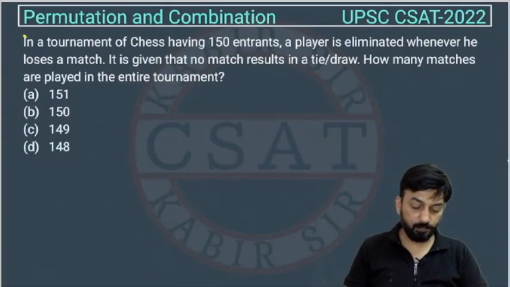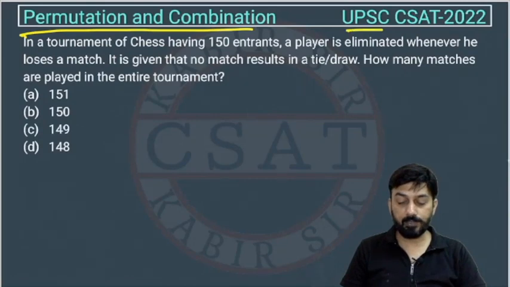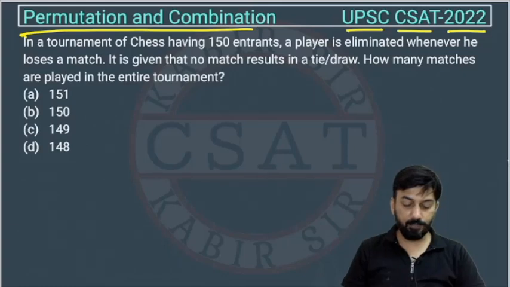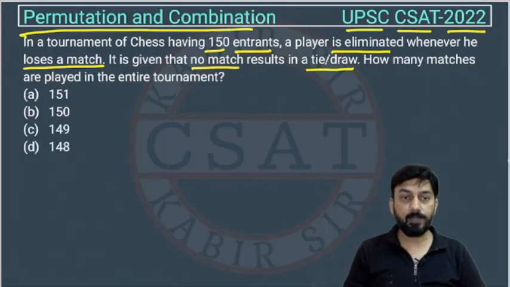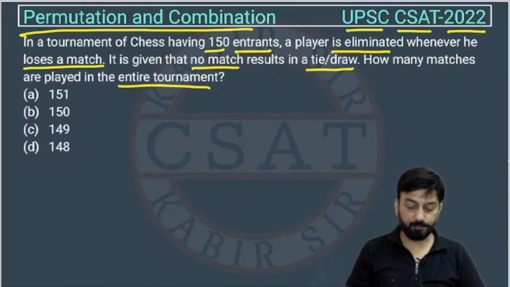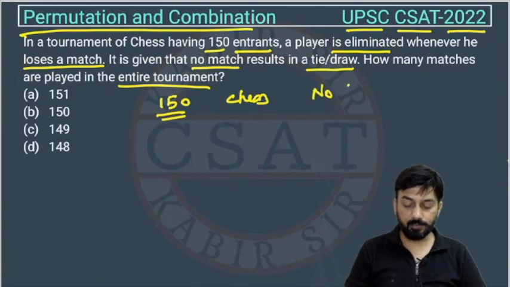This is a question from the Permutation and Combination chapter asked by UPSC in their CSAT paper of 2022. In a tournament of chess having 150 entrants, a player is eliminated whenever he loses a match. It is given that no match results in a tie or draw. How many matches are played in the entire tournament? So the question is saying this is a knockout kind of game, right? How many players are there? 150, and all these players are playing chess, and no match is a draw or tie, right?